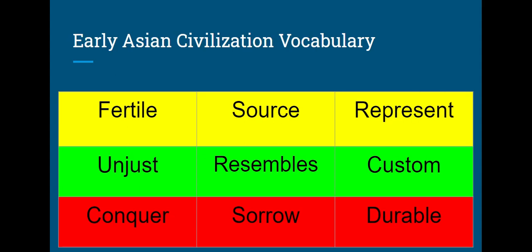Which word on this would mean a symbol that shows something else? So, like the stars on our flag. What word would we say would show something else? That would be that word represent. Which word means the beginning of something or the start of something? That would be source. And then remember, fertile means the soil that's good for growing things.